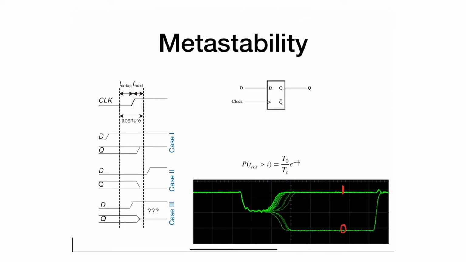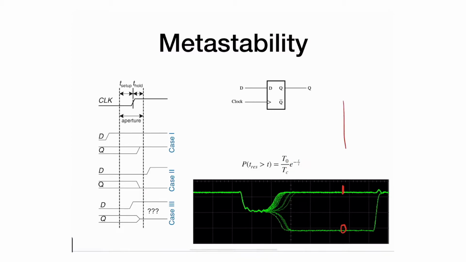So what we see from here is the following. T0 and tau are related to the flip-flop, the parameters that set up the whole time, and TC is the system clock period. But this isn't what's important. What's important is the following: it's exponential.